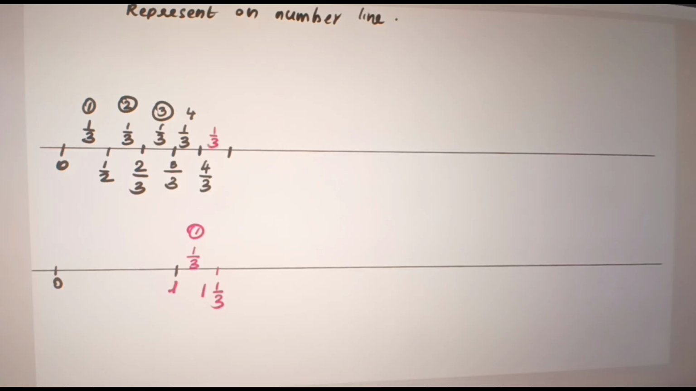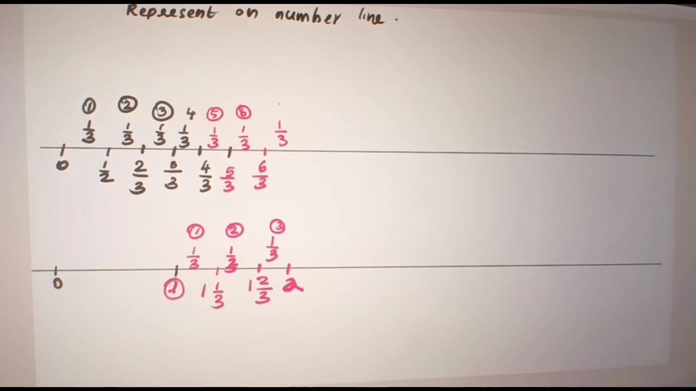Now if you add another 1/3, it will be 5 over 3. That means two 1/3s are there with the whole. How do you write that in mixed form? 1 whole and 2 over 3. Now you add another 1/3, so here six 1/3s are there. 6 over 3 means 2 wholes. Now you are adding another 1/3, so total 7 is there. So 7 over 3 means 2 wholes and a 1/3.